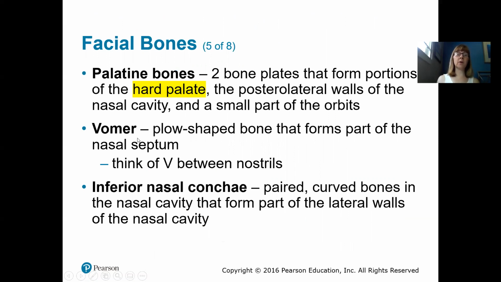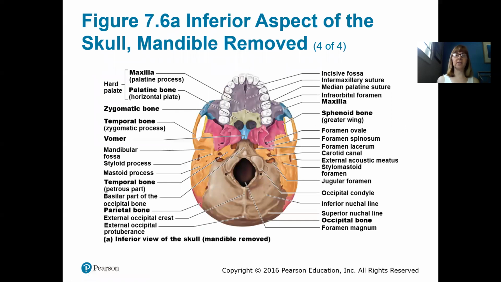And then there's the vomer, which is a small little bone that makes up your nasal septum. So think of that V section between your nostrils. And then another small little bone, the inferior nasal conch. This is a paired set of bones in between the nasal cavity and basically making up the lateral walls of the nasal cavity. Okay, so here we'll kind of go from the underside.